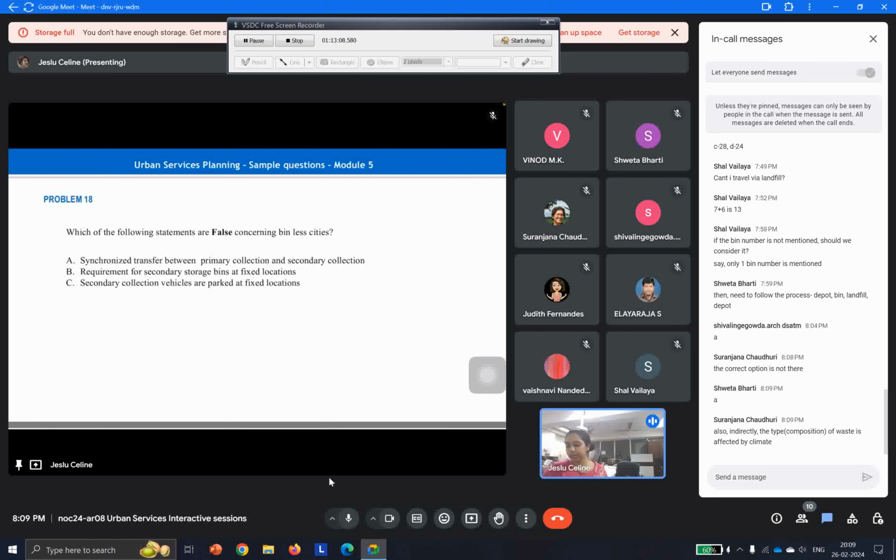Now, problem 18. I see a comment over here: also, indirectly, the type and composition of waste is affected by climate. Yes, very good. The composition of waste is also affected, which influences the type of vehicle which needs to be taken. So yes, that's also there. True. Very good for raising that.